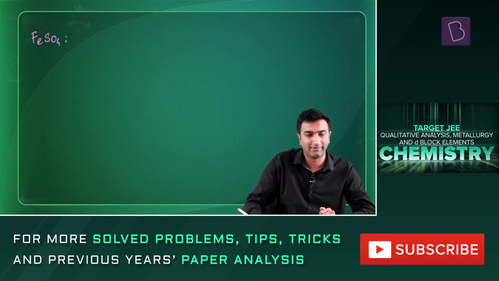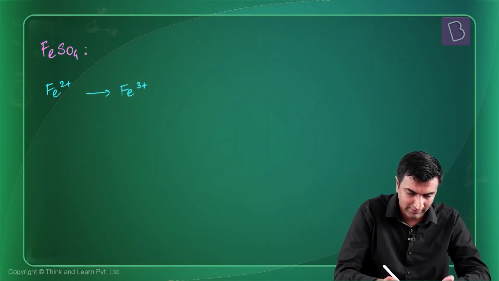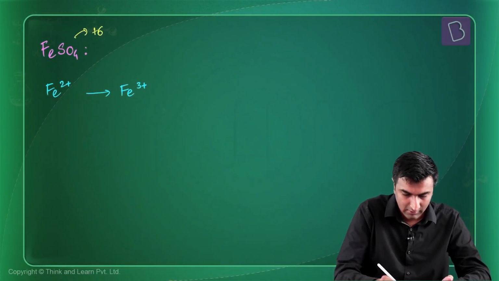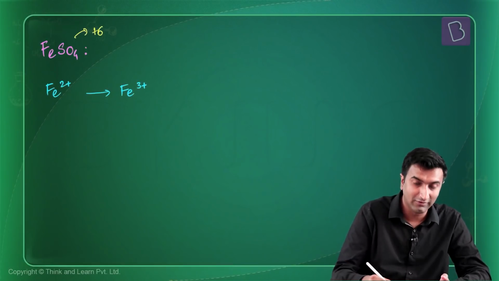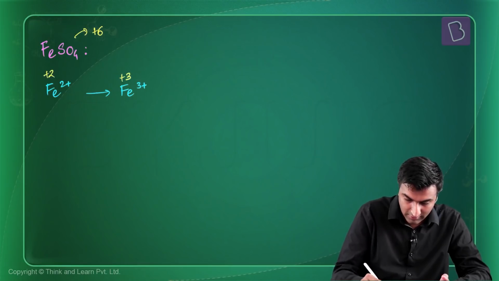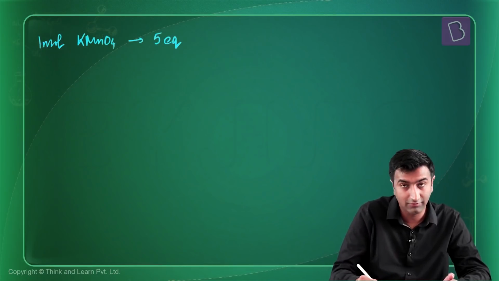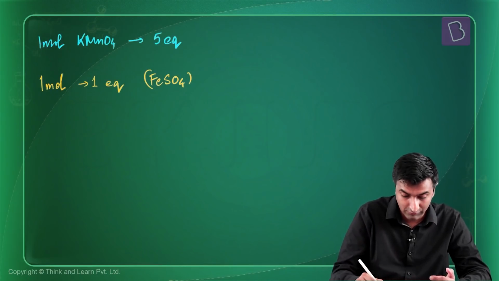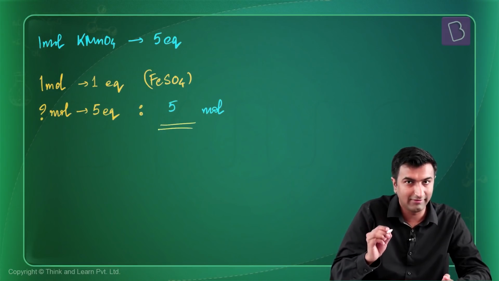FeSO4. That's the next compound. Only thing that's happening here is Fe2+ becomes Fe3+. S is in its maximum state, which is +6. It would be really complicated if there was something else here, but luckily for us, it's not. This Fe2+ to Fe3+, this is +2 to +3, which means it's just 1 equivalent per mole, right? Simple n-factor of 1. Same exercise repeated. 1 mole KMnO4 gives 5 equivalents. 1 mole of this compound is 1 equivalent. So how many is 5? It's simply 5 moles.